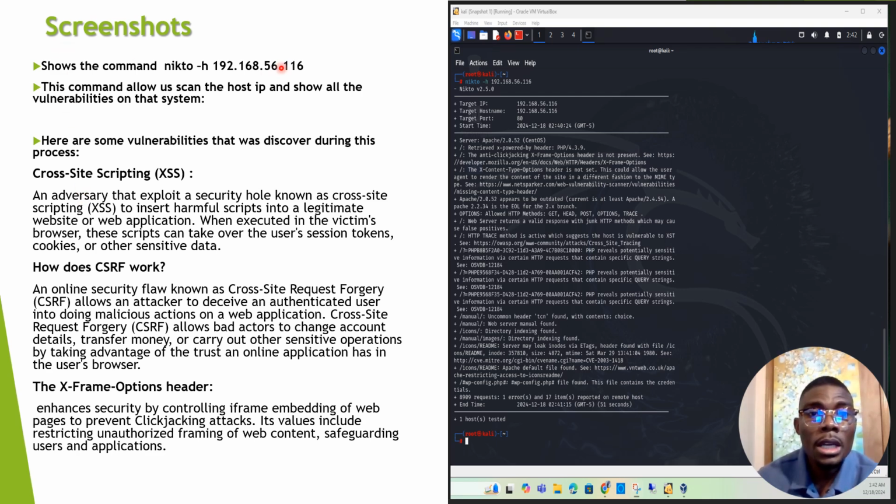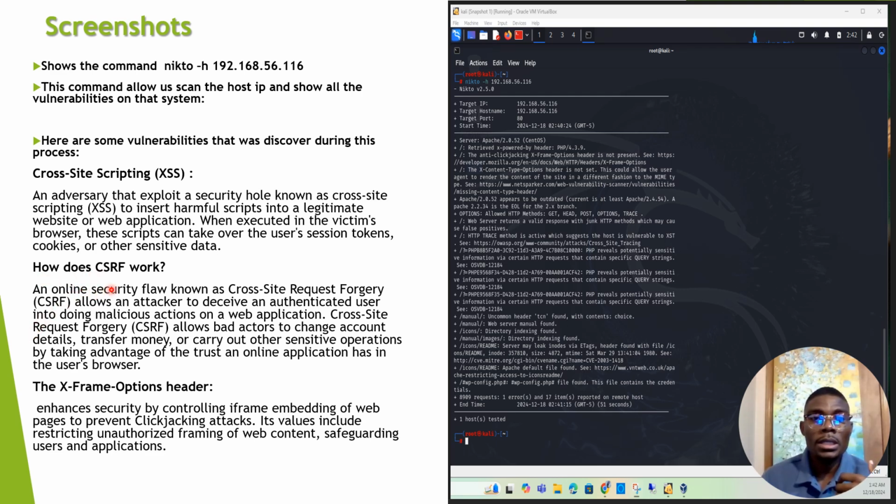So the screenshot shows that after installing Nikto, we were able to run the command nikto -h targeting the IP address 192.168.56.116. We were able to discover a lot of different useful information. Going through, we were able to discover cross-site scripting, which is an advanced way to exploit security holes across the website, to insert harmful scripts into a legitimate website or web application. When executed in a victim's browser, these scripts can take over the user's session tokens or cookies.